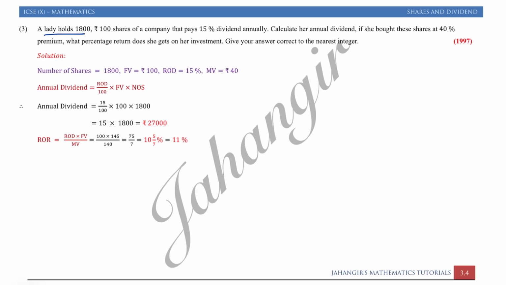Question number third. A lady holds 1800 rupees 100 shares of a company that pays 15% dividend annually. Calculate her annual dividend. If she bought these shares at 40% premium, what percentage of return does she get on the investment? So here we have to find ROR, percentage return on this investment. Here I have to calculate annual dividend. So before that, first we will write all info.